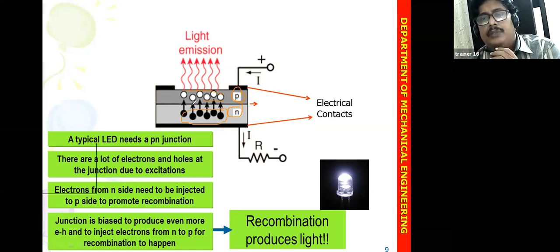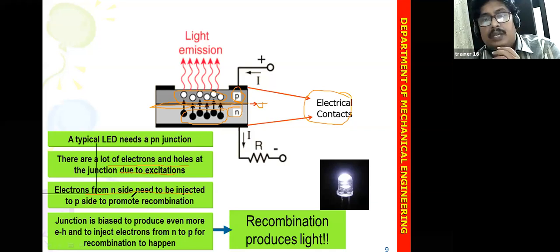And what is happening in the LED, the light emitting diode? These two are connected to the terminals, right? These are electrical contacts. Then the typical LED needs a PN junction. In forward bias, there are a lot of electrons and holes in the junction to excite. Here, this is the junction, right? There are a lot of electrons and holes at the junction due to excitation.